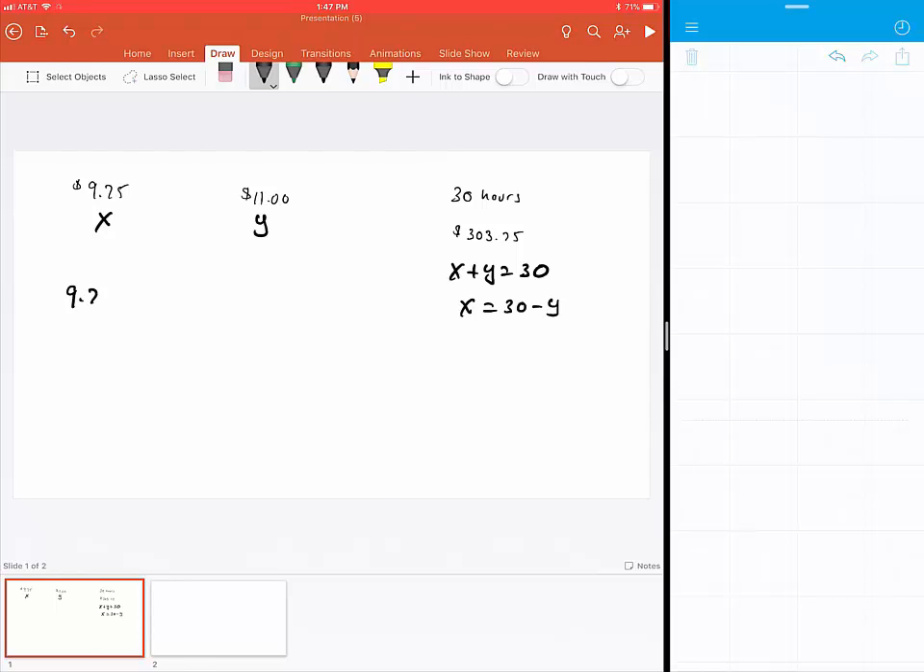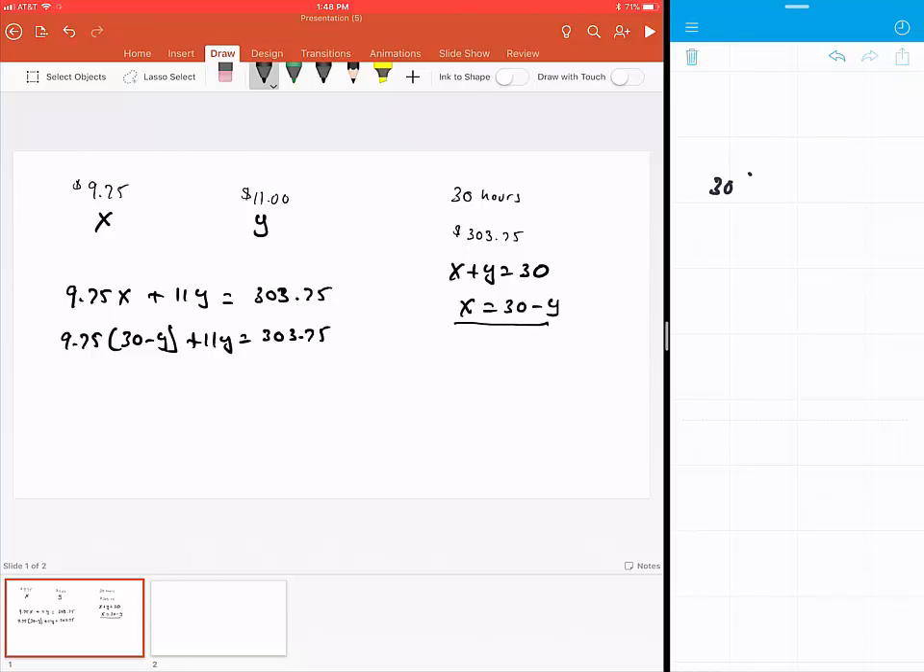Now we know that he gets $9.75 times X, the hours he worked as a security guard, plus $11 times Y, the hours he worked as a landscaper, and that's going to be equal to $303.75. So we're going to replace X with this equation right here, and we get 9.75 times (30 minus Y) plus 11Y is equal to 303.75.